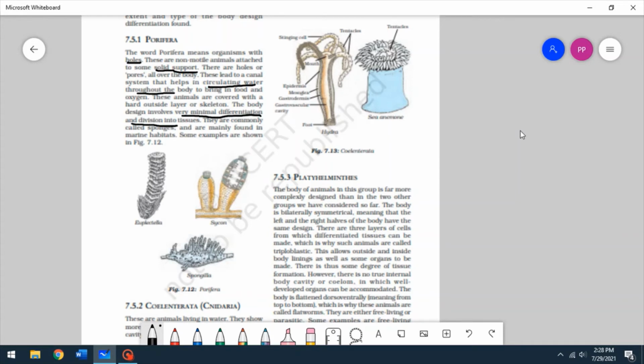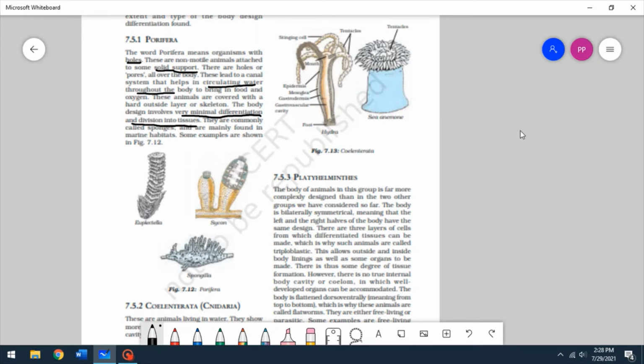and division into tissue. So the highest level of division is tissues. For humans, it is organ systems, but for Porifera, it is just tissues. Alright, so that is just one step ahead of cells.